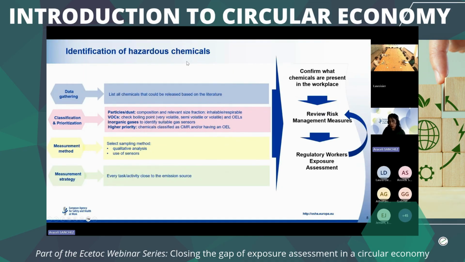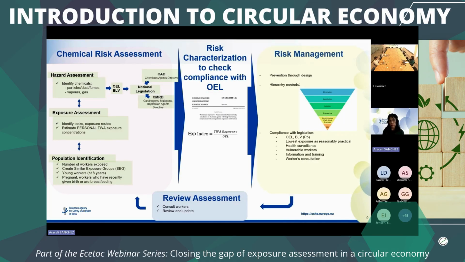Once you have confirmed what chemicals are present in the workplace, the logical thing is to review your risk management measures before you move to a regulatory workers' exposure assessment. Because the regulatory workers' exposure assessment, we're going to see it now, is expensive. And if you don't comply with regulation, it has to be redone. So it's logical that first you make sure your management measures are effective, and then you move to the chemical risk assessment to check compliance with the occupational exposure limits.